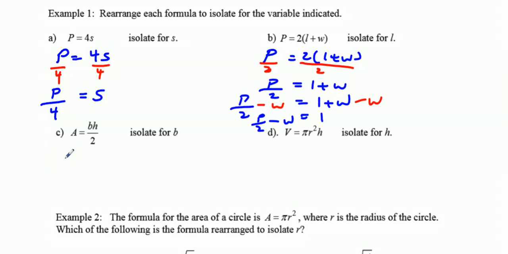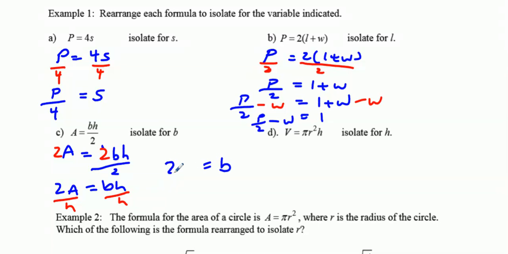So when I do that, I get 2A, and I don't have to put that in a bracket. I can just write 2A equals, and then again, I'm multiplying that whole right side by 2, so 2BH all over 2. And of course, that has the effect of canceling those 2's out on this side, and I'm left with BH over here. But I'm not done. I need to get B by itself. So now I have to undo what's happening to the B, which is multiplication by H. So I am going to divide by H on both sides.